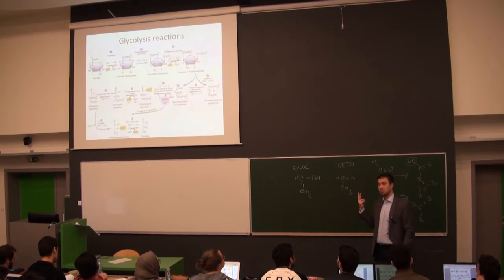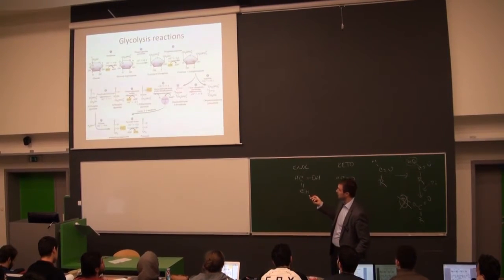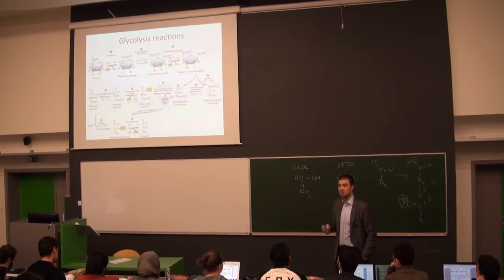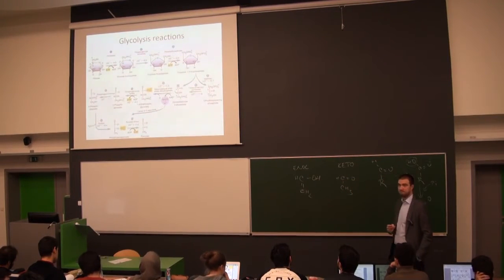That means that you have 2 trioses, and therefore this second part you do 2 times. Therefore you generate 2 ATP per 1 glucose molecule.